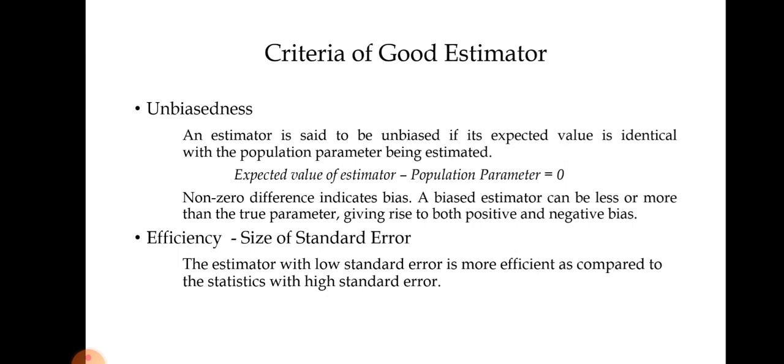The estimator with low standard error is more efficient as compared to statistics with high standard error. So what is standard error? We will discuss in later slides. If the value of the standard error is high, it means it deviates more from the mean, so there is a large error. If the size of standard error is small, we can say the estimator is very efficient. It can estimate the population parameters up to a great extent, or nearly equal to 100%.